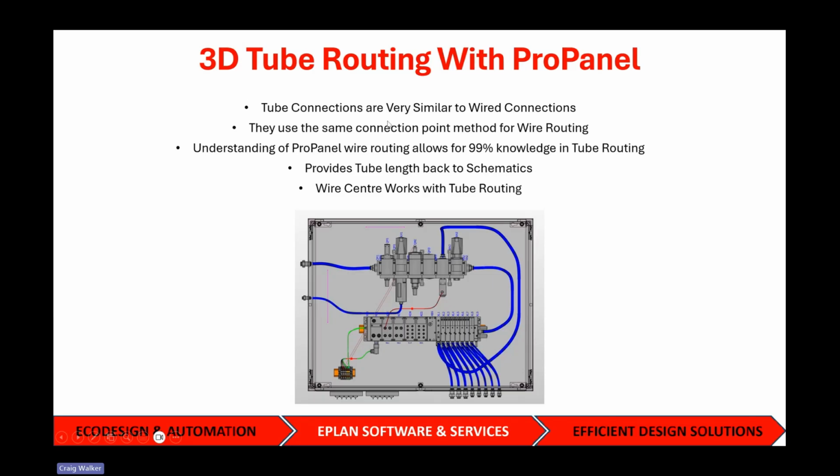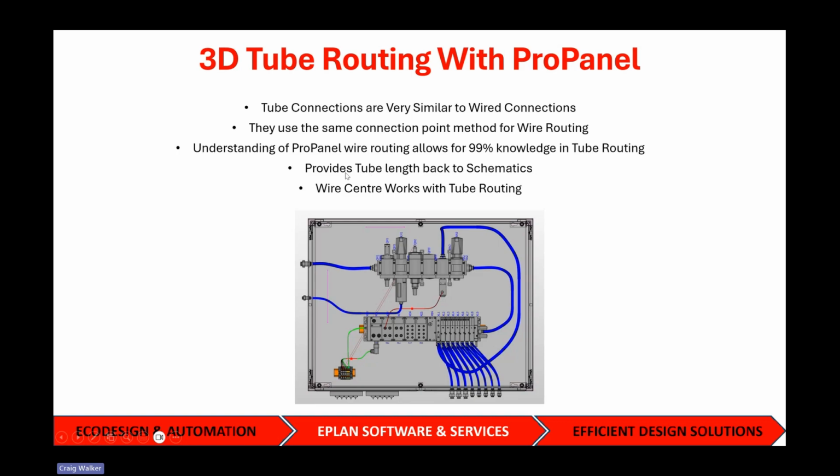So tube connections are very similar to wire connections. They use the same connection point method, the same connection points. There's no difference between them for the wire routing. If you've got an understanding of the ProPanel wire routing, as I said, 99% of the knowledge for the tube routing is already there, no problems.